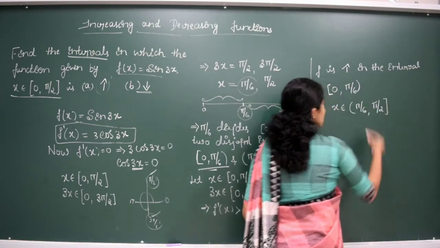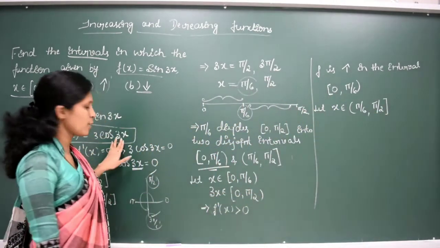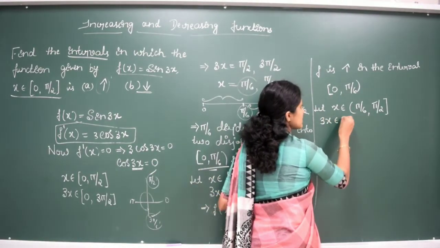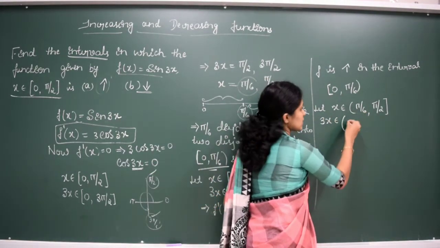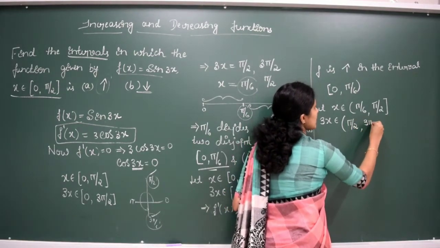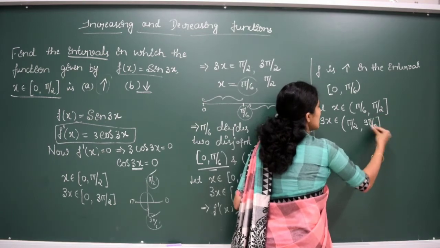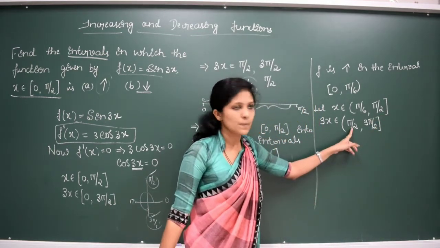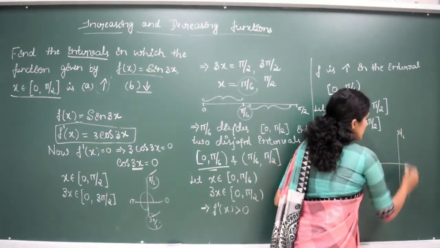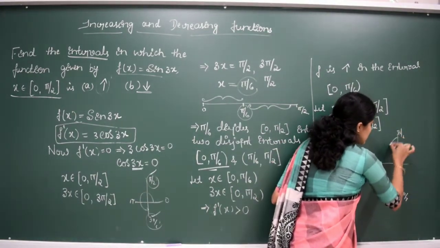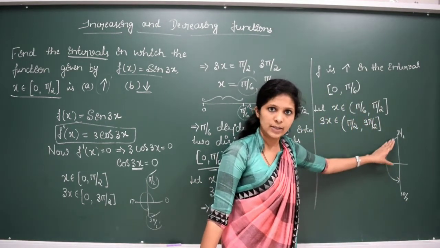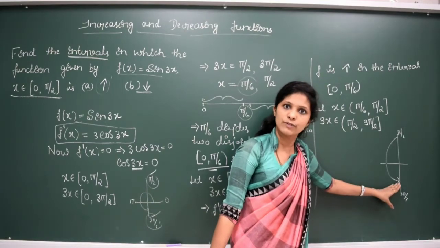Okay, now x belongs to that, but f dash of x is in the form of 3x, so we'll multiply by 3. If I multiply by 3, 3x is now pi by 2 and this is now multiplied by 3, so 3 pi by 2. Is it clear? The value of 3x belongs to pi by 2 to 3 pi by 2. From here to here, in this quadrant the cos function will be negative, right? In both the second and third quadrant cos function will be negative.